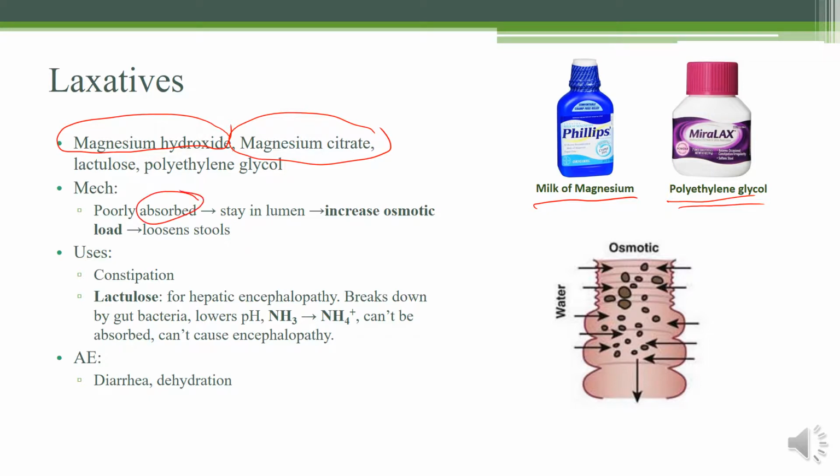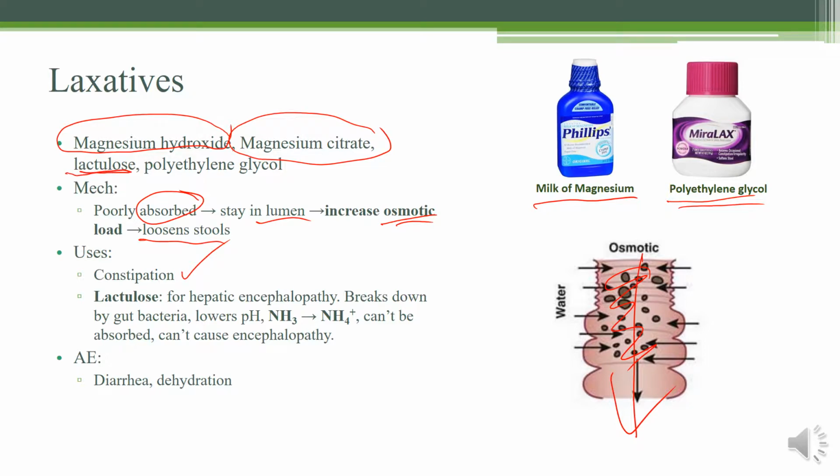They're poorly absorbed, so they stay in your lumen and increase the osmotic load inside of your lumen, so you get loosening of the stools and you prevent constipation. It breaks up all of this poop, and that way you can have nice flowing poop out of your GI system. It makes defecation a lot easier. It's used for constipation.